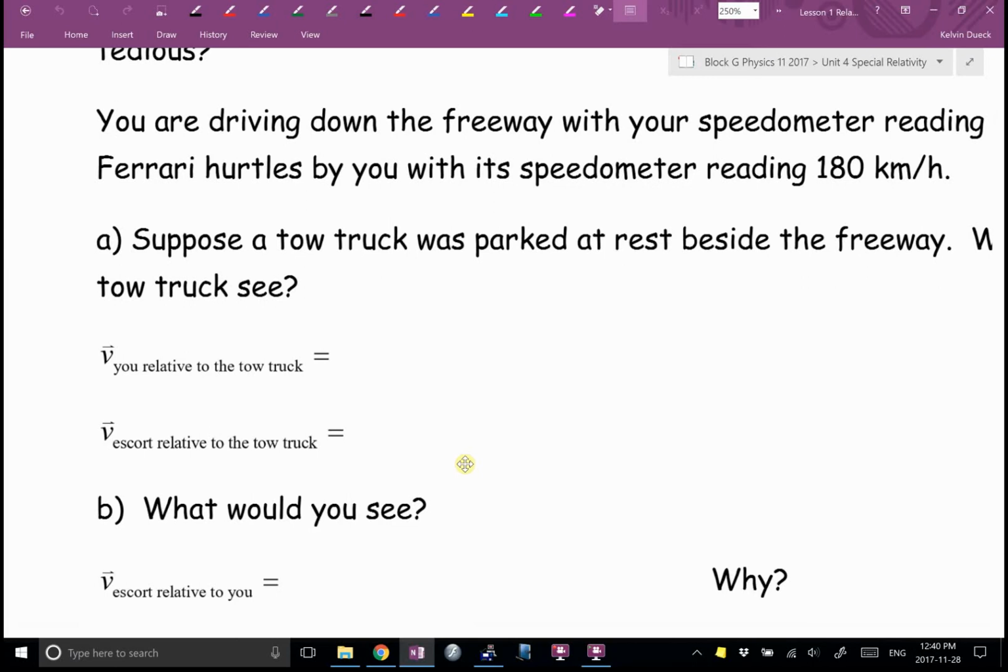0. How fast are you going according to this question? So I'm going to argue, or what would the tow truck see you doing? Don't overcomplicate this. How fast are you going relative to the tow truck? Maddie? Yes.